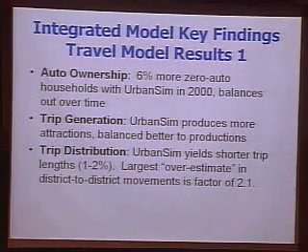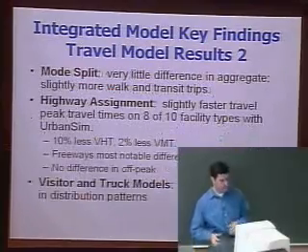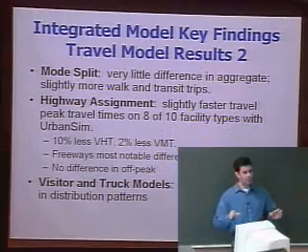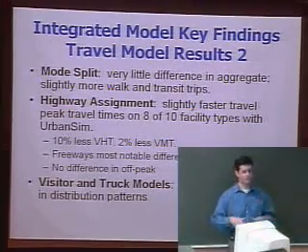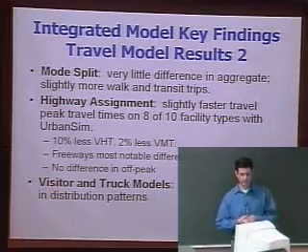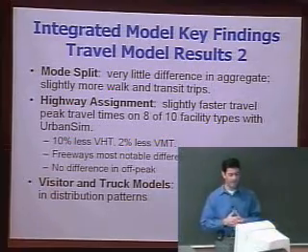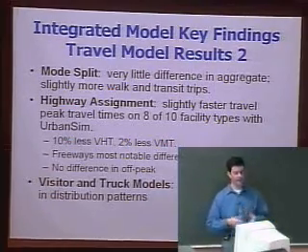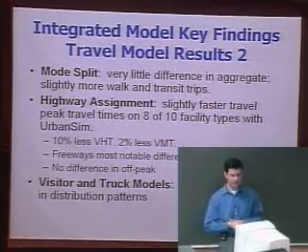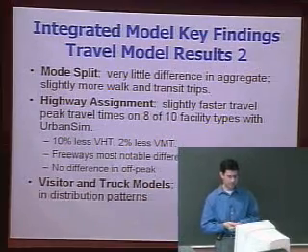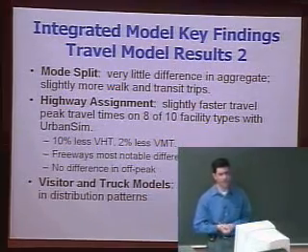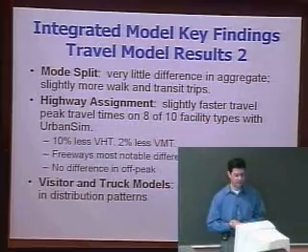Now, all of this gets back to the fact that basically now you have jobs closer to residences. So with mode split, there's very little difference in the aggregate, but you're getting slightly more walk and transit trips. Highway assignment, we're seeing huge differences, slightly faster peak travel times on 8 out of 10 facility types.